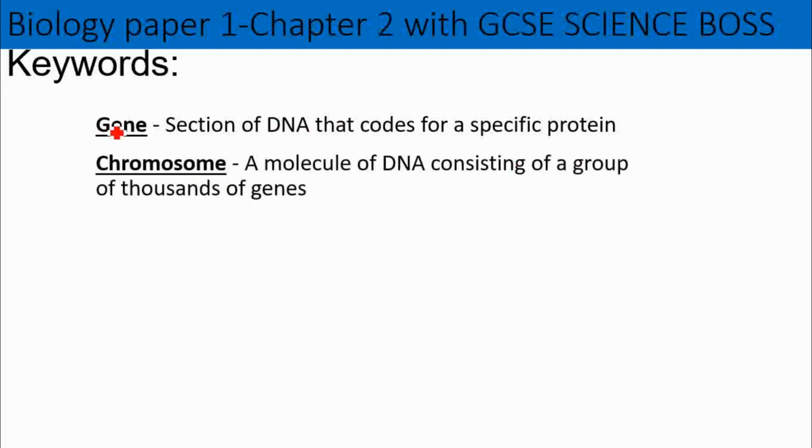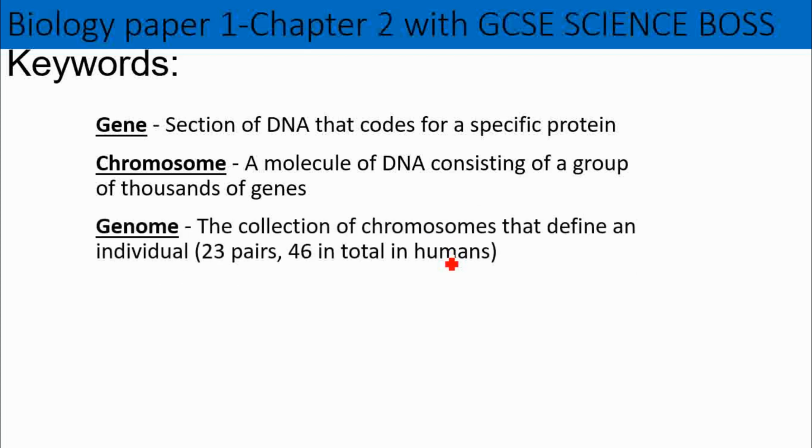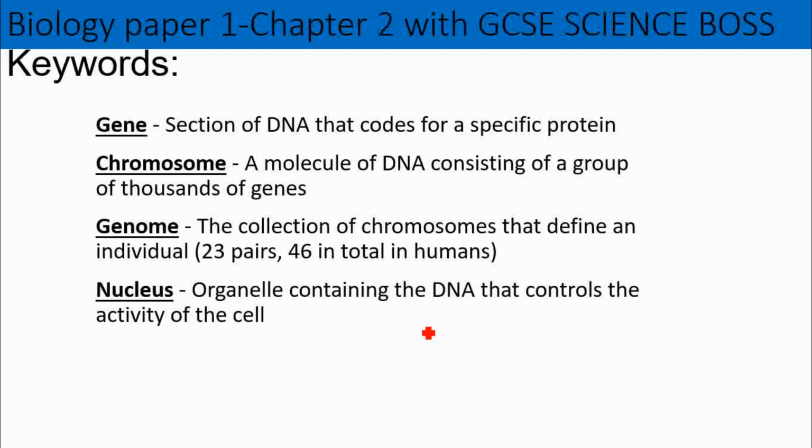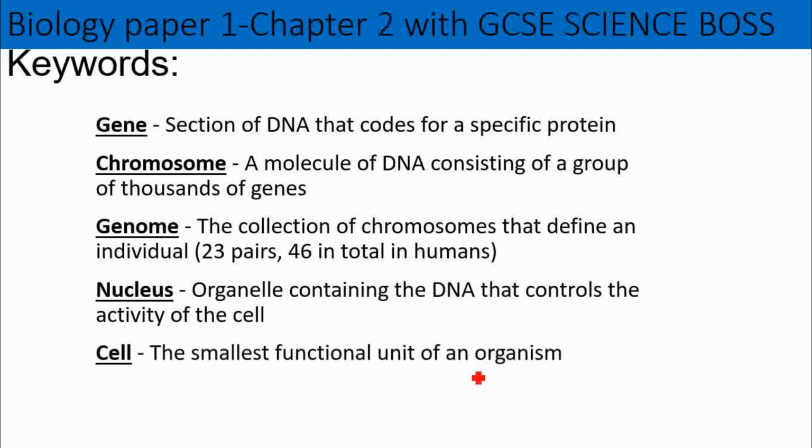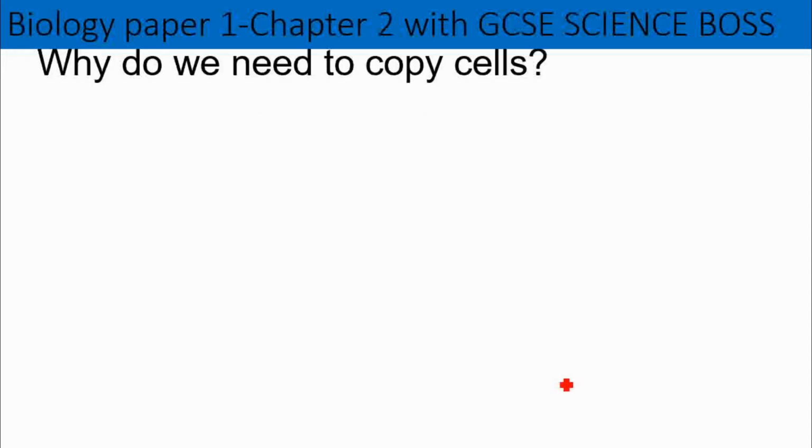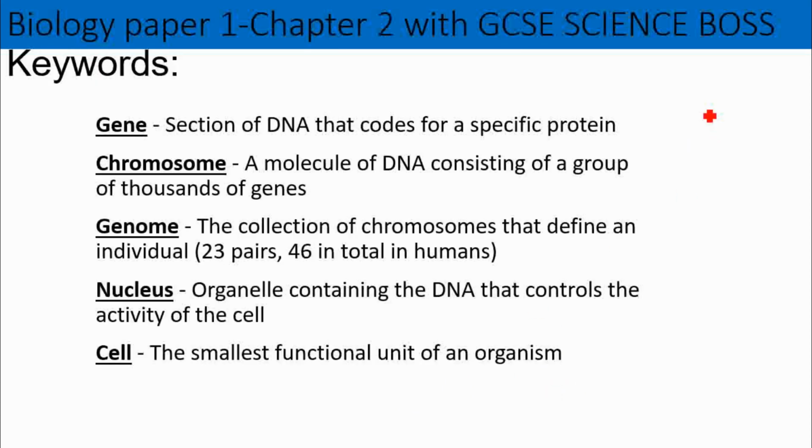Next up in size would be your chromosome, and your chromosome is a molecule of DNA consisting of a group of thousands of genes. As I said, in humans we normally have 23 pairs, followed by your genome, and your genome is the collection of all the chromosomes that define an individual. Followed by the nucleus, which is the organelle that contains the DNA and controls all the activity of the cell. Some textbooks would say that it is the brain of the cell. And the cell, by definition, is the smallest functional unit of an organism.